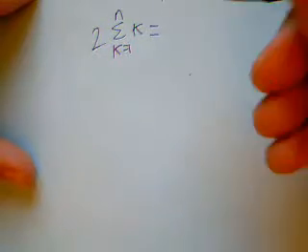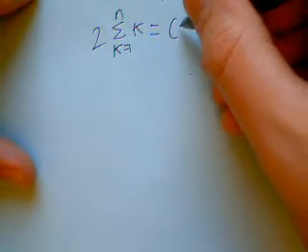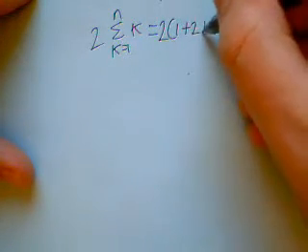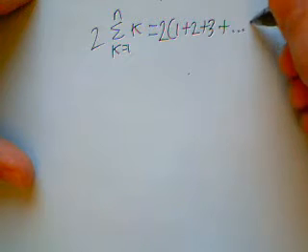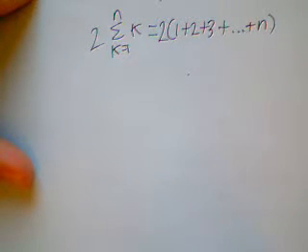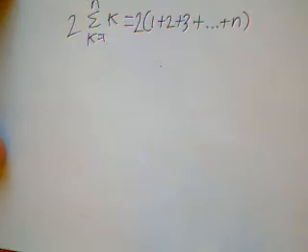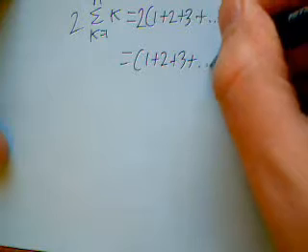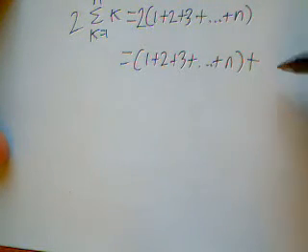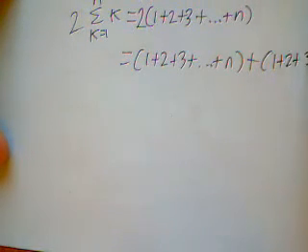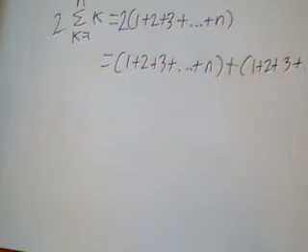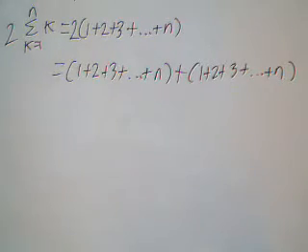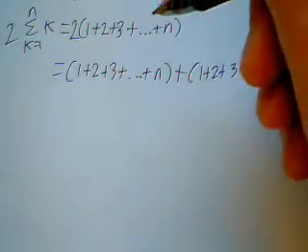Alright. So this is going to be 2 times the sum 1 plus 2 plus 3 up to n. Okay. Well, 2 times this sum is going to be the same as this sum, 1 plus 2 plus 3 up to this n, plus itself. Okay. Well, I know what this is.